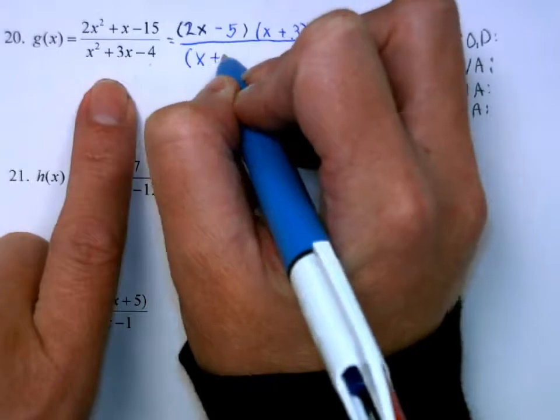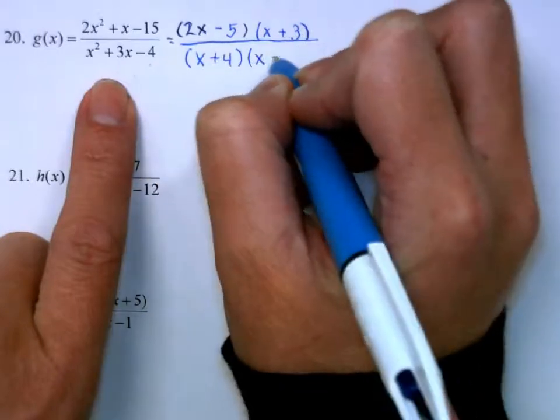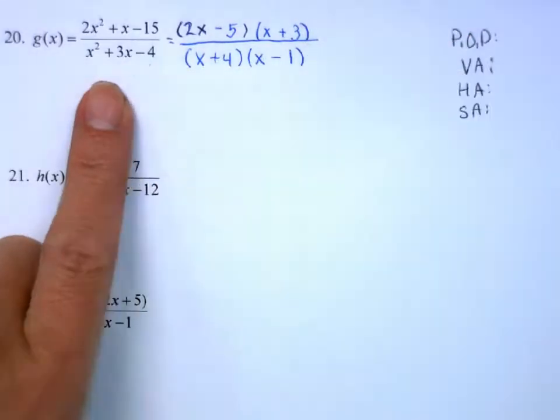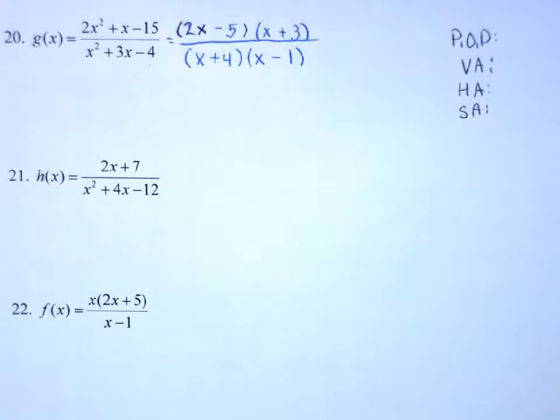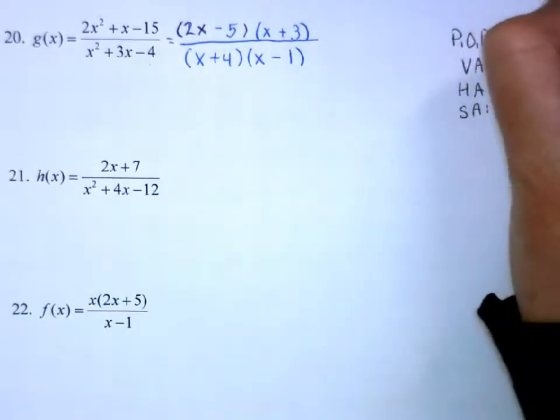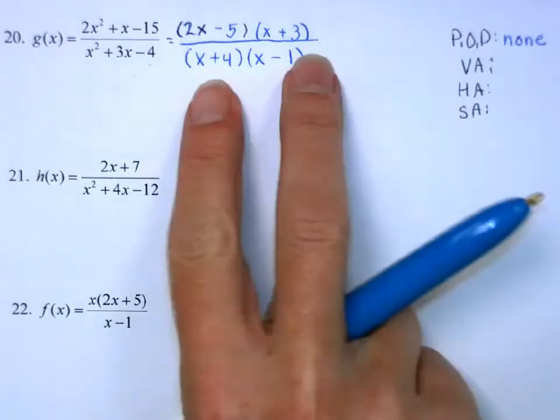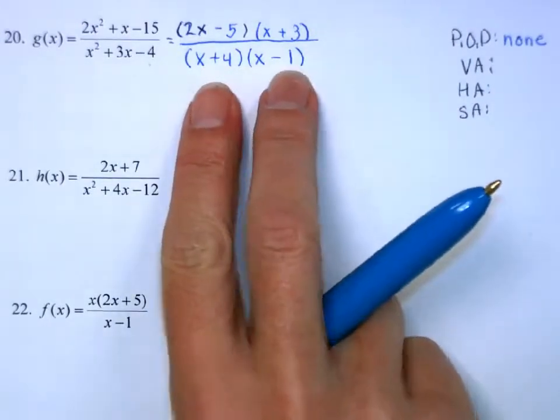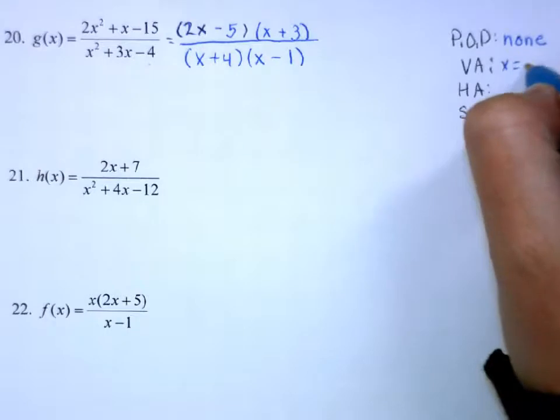Okay, x plus 4 and x minus 1. So there is no point of discontinuity. There's no common factor. Okay, there are 2 vertical asymptotes, anything that makes the denominator 0. So at x equals -4 and at x equals 1.